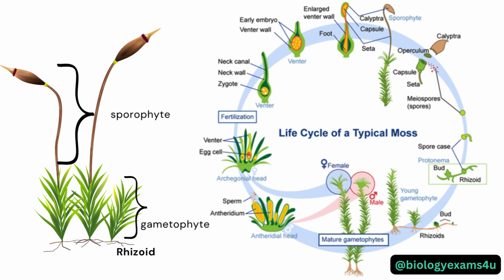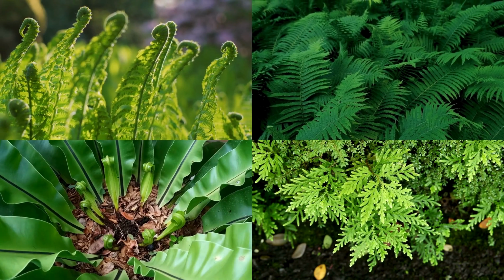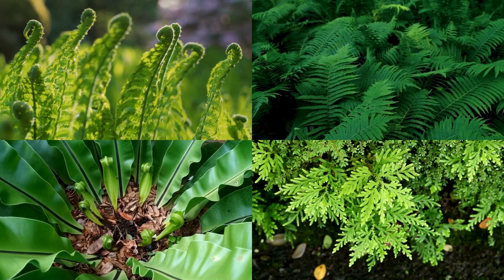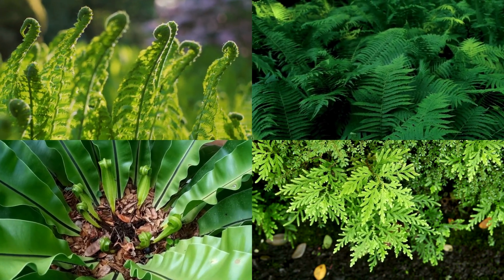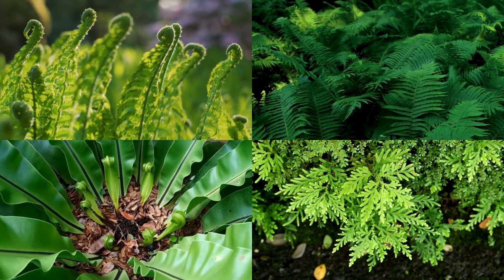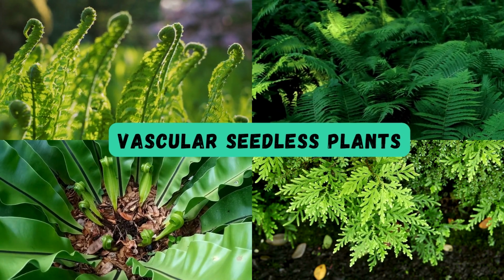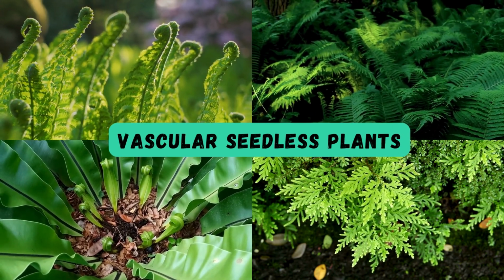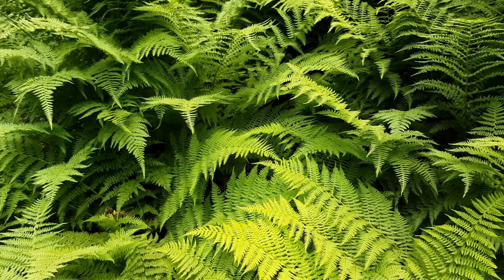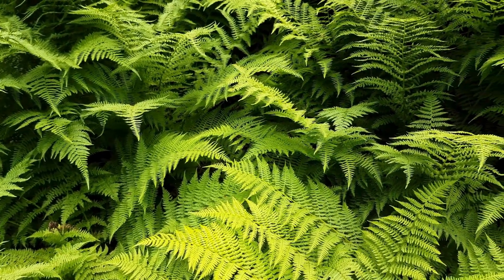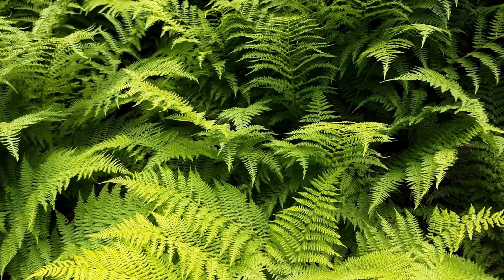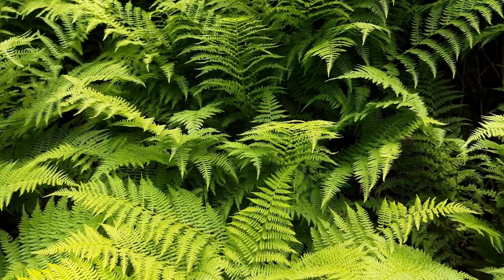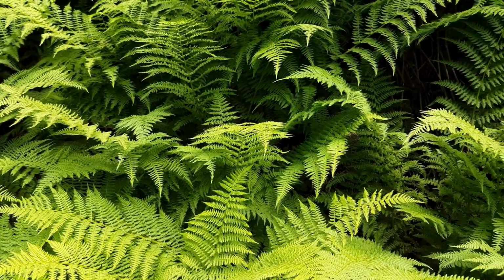Now moving on to the next group, pteridophytes. Pteridophytes are well known for their beautiful foliage. As you can see, they are absolutely beautiful plants. This is a group of vascular plants with a dominant sporophyte. It includes ferns, horsetails, and club mosses. These plants have true roots, stem, and leaves, as you see. This is a fern. They reproduce by spores, fragmentation, and many other methods of asexual reproduction.